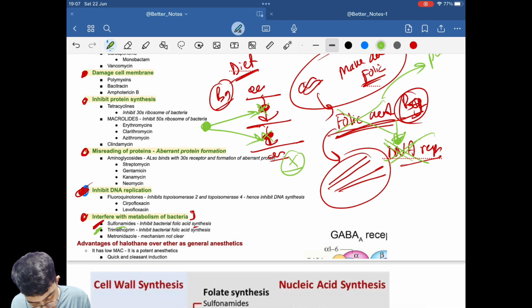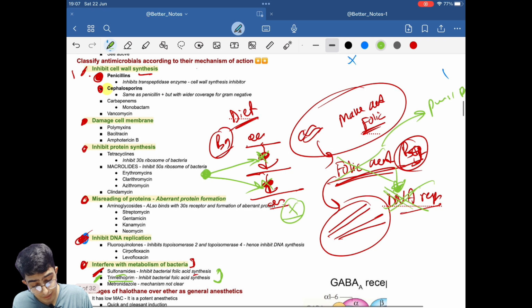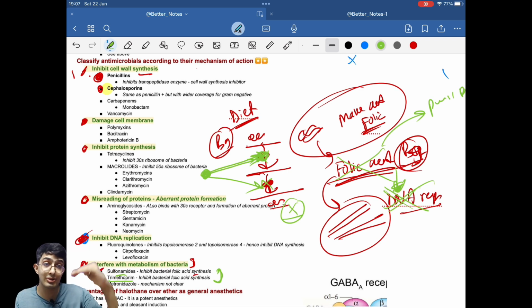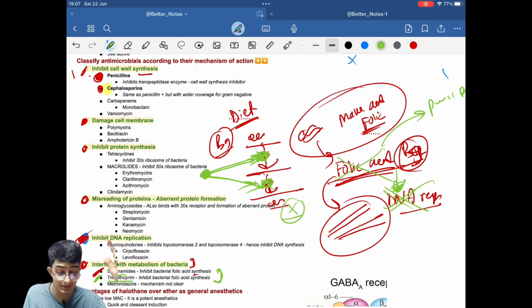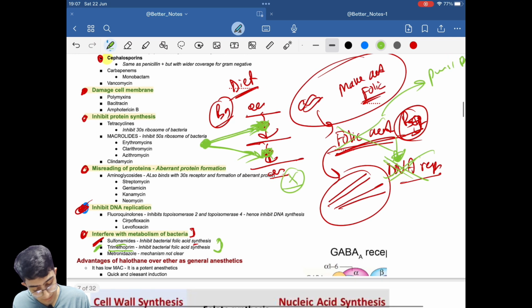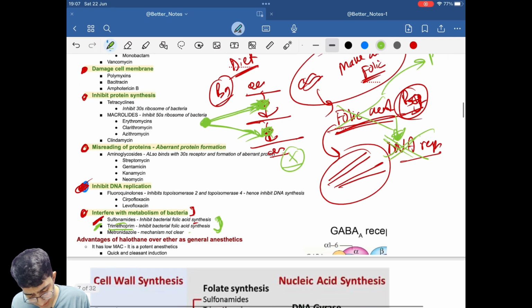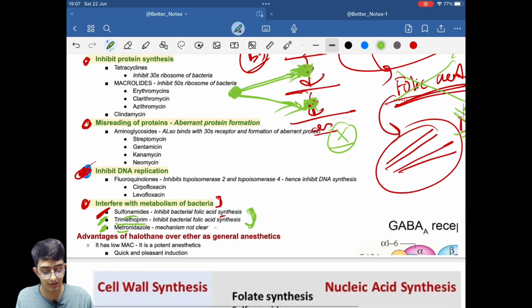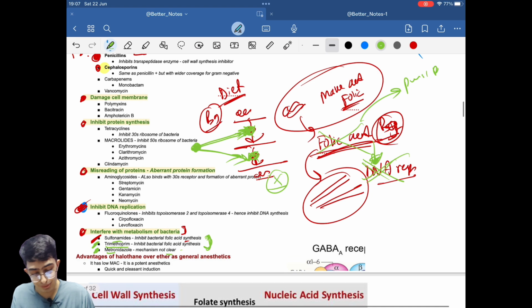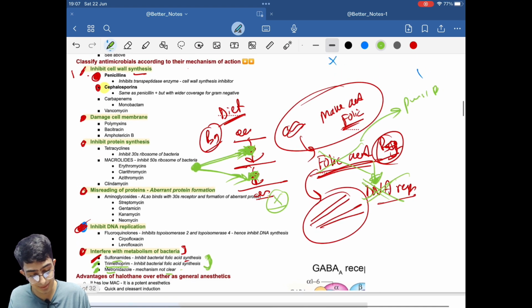Another antibiotic such as trimethoprim also works similar to sulfonamide. That is, sulfonamide works by inhibiting one enzyme in the folic acid pathway, whereas trimethoprim works by inhibiting another enzyme. So they work by inhibiting enzymes in the same pathway, and both of them work by inhibiting folic acid synthesis. And there are some antibiotics such as metronidazole whose mechanisms are not clear, right? So you're not supposed to worry about that.